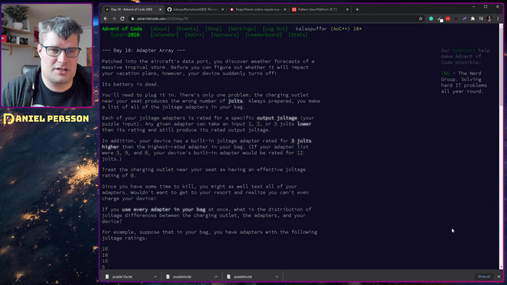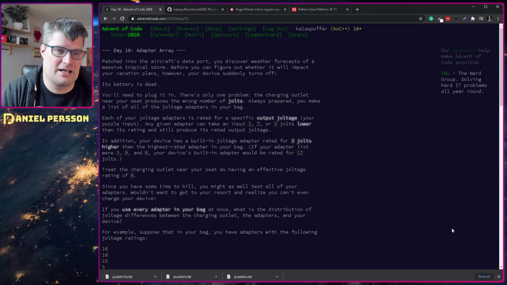Each of your joltage adapters is rated for a specific output voltage, your puzzle input. Any given adapter can take an input of 1, 2, or 3 jolts lower than its rated output and still produce its rated output voltage. In addition, your device has a built-in adapter rated for 3 jolts higher than the highest adapter in your bag. If your adapter list were 3, 9, 6, your device's built-in adapter would be rated 12. Treat the charging outlet near your seat as having an effective voltage of 0.